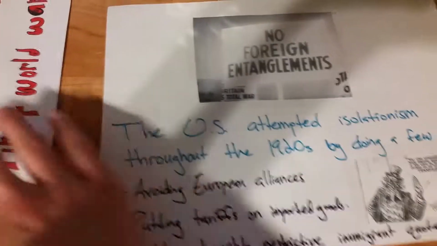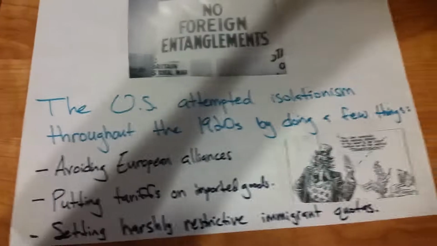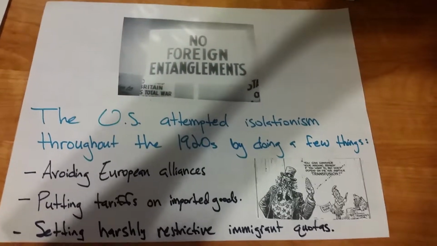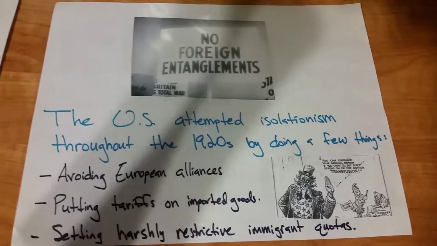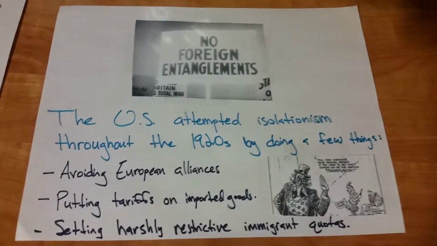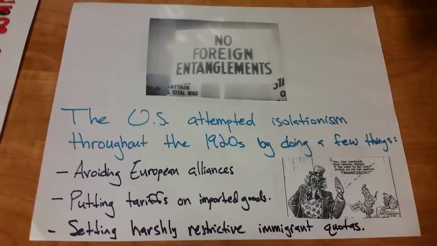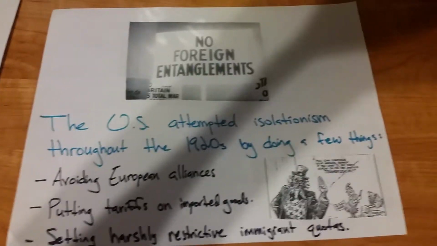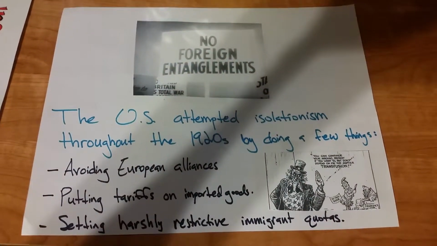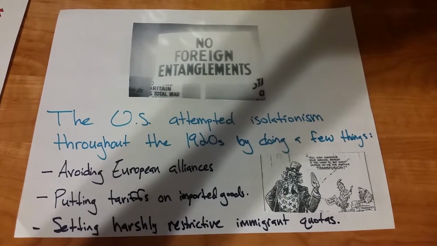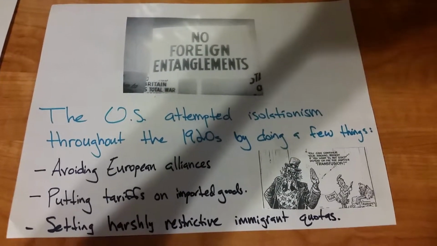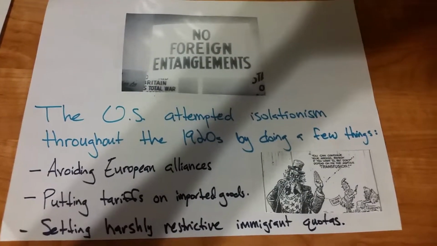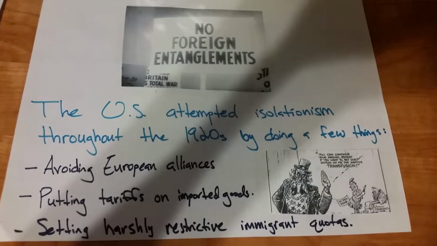Now, how did we go about isolationism, basically? So there were a few key things we did. First off, we avoided European alliances. This is a pretty obvious one. Political tensions ran high, economic situations were dire, and we simply wanted to avoid any sort of alliances which would cause conflict, more tension, and potentially even more armed conflict, another war. So we wanted to avoid anything like that.